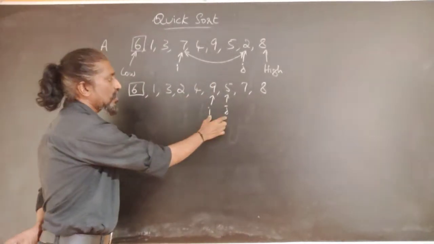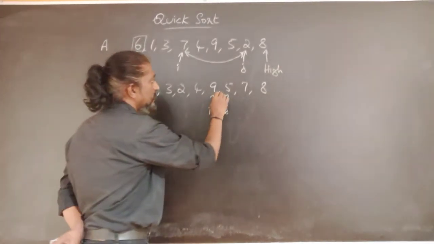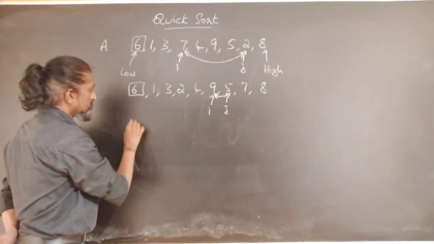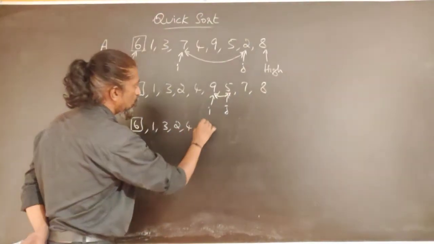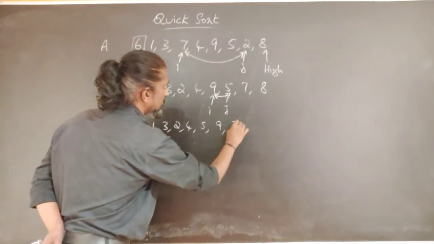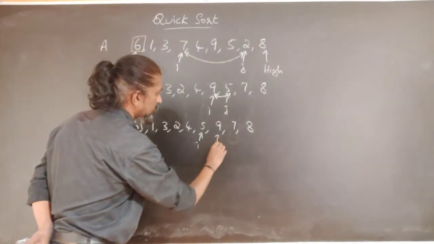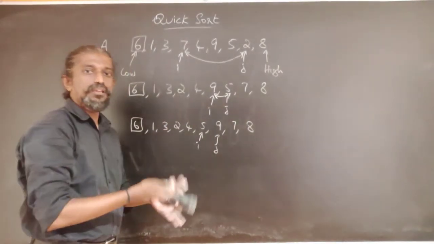Again we have come to the same situation wherein i and j have not crossed over. Therefore, we again swap a of i and a of j. 6 is still the pivot. 1, 3, 2, 4, 5, 9, 7, 8. The i pointer is here, the j pointer is here. Continue the same process. This may happen any number of times.